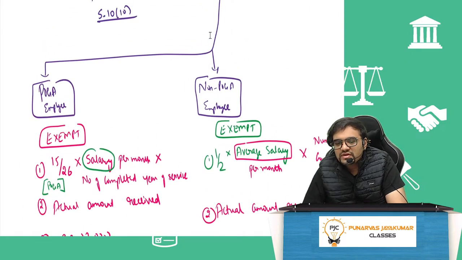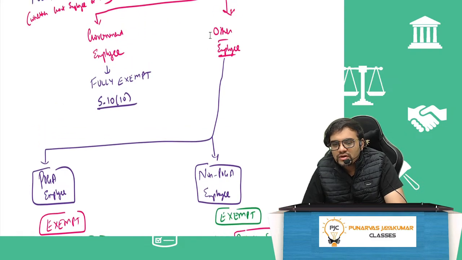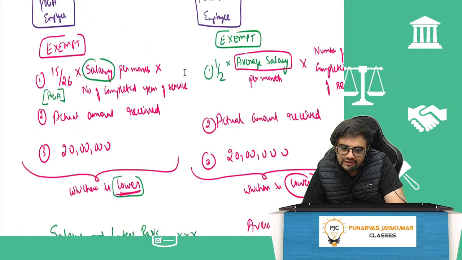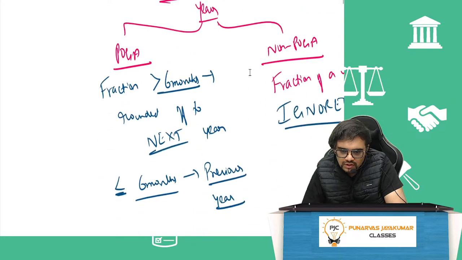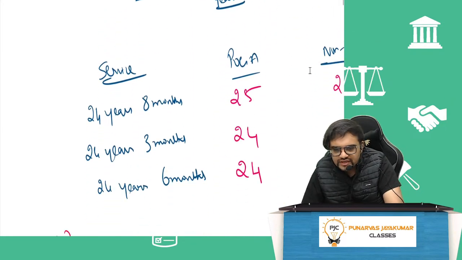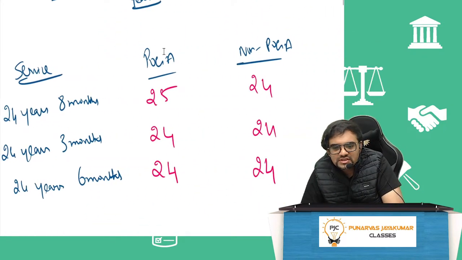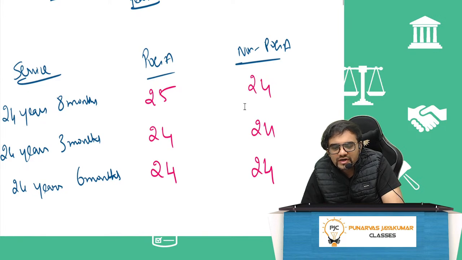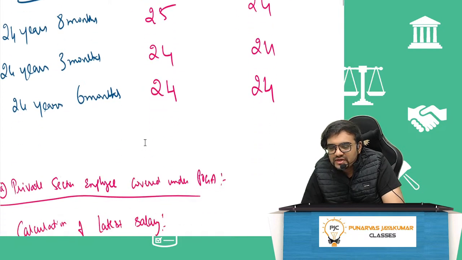In the exam, they will specify whether it's a POGA employee or a non-POGA employee. So, rounding off: for example, 24 years, 8 months in POGA will be 25, in non-POGA 24. 24 years, 3 months is 24 in both POGA and non-POGA. 24 years, 6 months, since it's not more than 6, is 24 in POGA, and in non-POGA it is also 24.